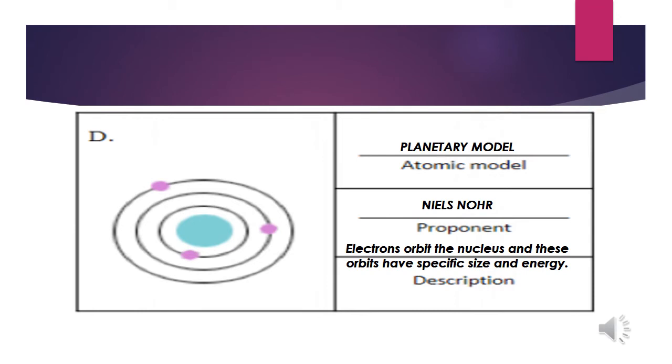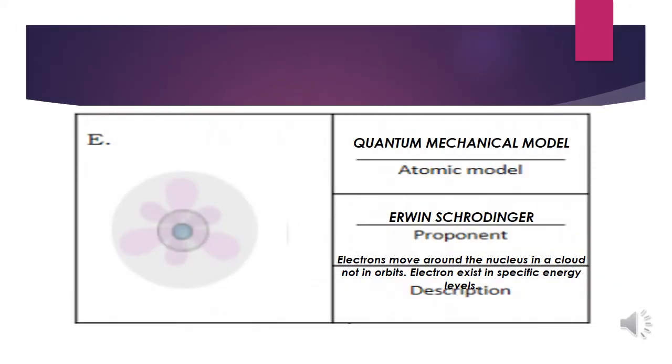For letter D, we have the planetary model proposed by Niels Bohr, saying that electrons orbit the nucleus and these orbits have specific size and energy. And last, we have the quantum mechanical model by Erwin Schrödinger, saying that electrons move around the nucleus in a cloud, not in orbits. Electrons exist in specific energy levels.